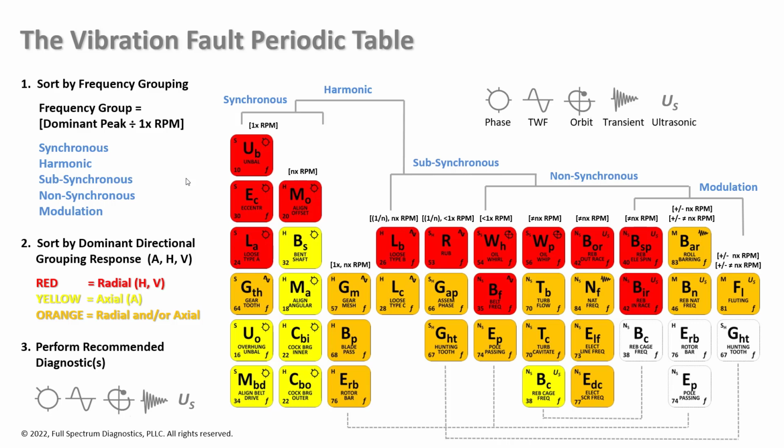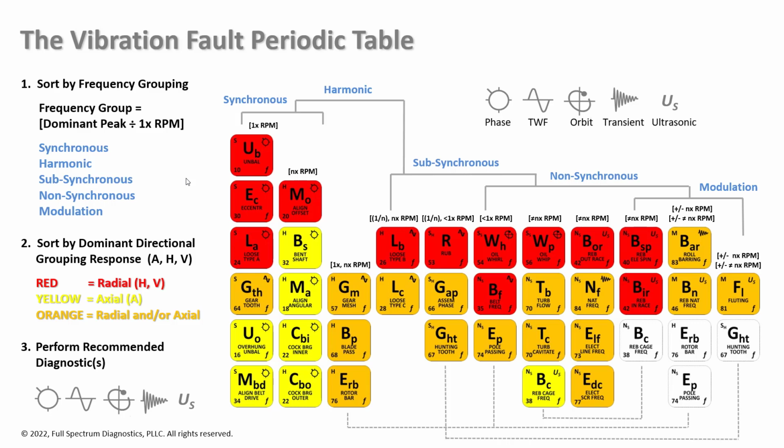If the dominant peak is less than shaft speed, our response is subsynchronous. And if the peak is not an exact multiple of shaft speed, we have a non-synchronous problem. And finally, if the peak is pulsating, it might be due to frequency or amplitude modulation.